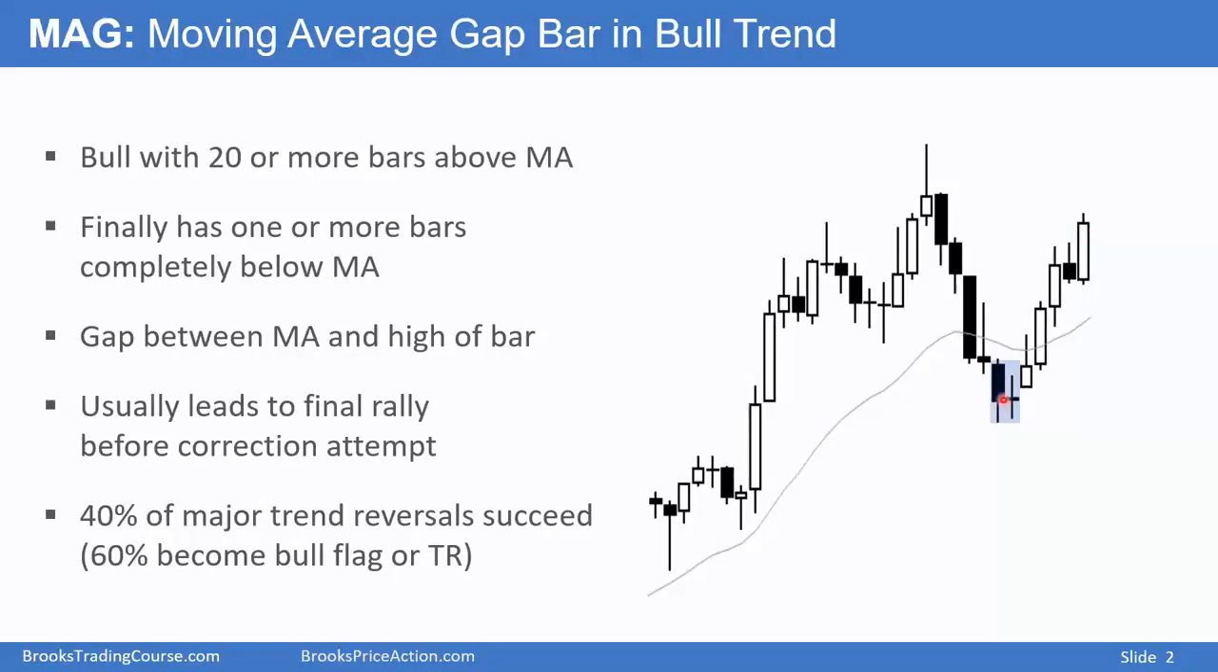But having bars completely below the moving average means the bears are pretty strong. That means that there's a 40% chance once the bull trend resumes, the bears will be able to get a major trend reversal into a swing down. Most of the time, when you get gap bars late in a bull trend, 20 or more bars into a bull trend, you get an attempt at a major trend reversal after the bull trend resumes. For example, a lower high major trend reversal, a double top, or a higher high major trend reversal. Gap between the high of those 2 bars and the moving average.